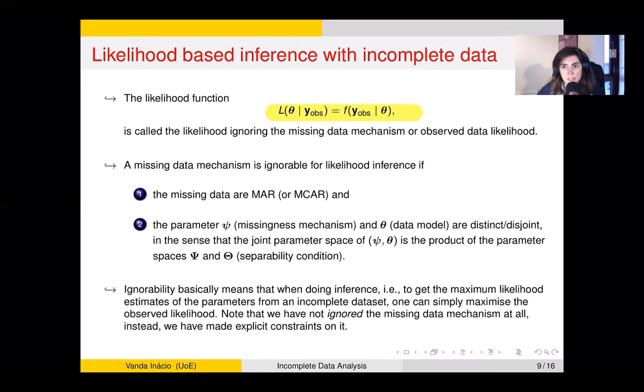But in fact, and we have a simulation study in a few slides, the most important condition is that data in fact are missing at random. If the parameters are not distinct, our inferences are still valid in the sense that they are unbiased, but they are not efficient. We have more variability, but we will see this.